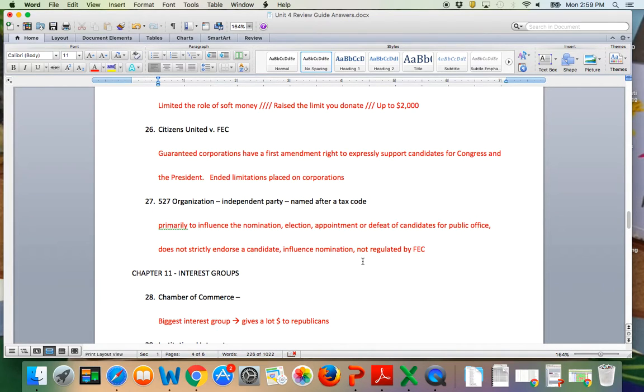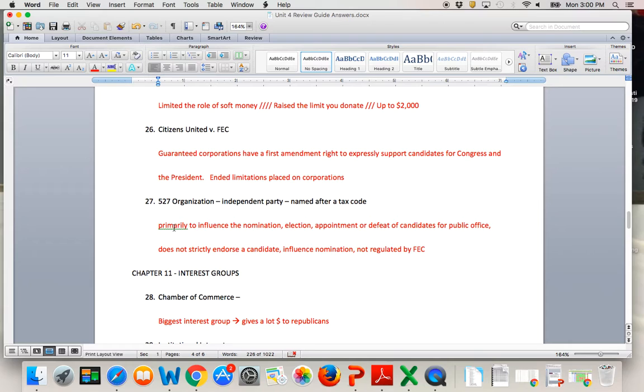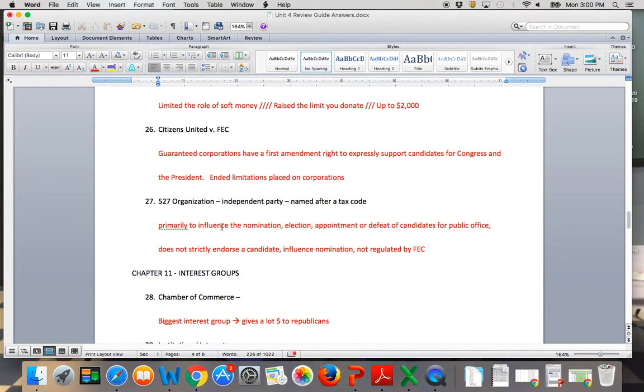Another way, a loophole named after a tax code, is the 527 organization. It is primarily there to influence the nomination or election of different candidates. You don't strictly endorse a candidate through this organization, but you will influence a nomination. And these are not regulated by the FEC.